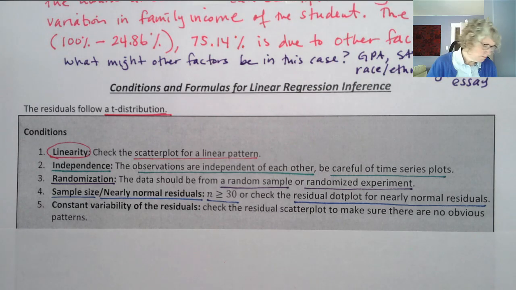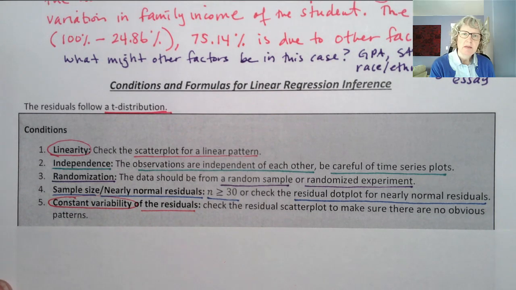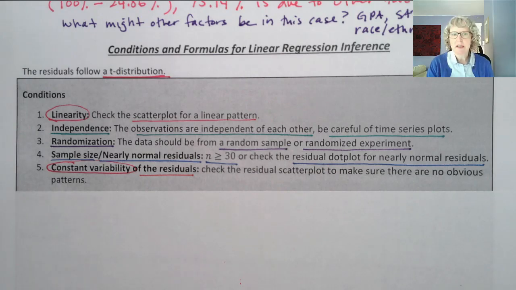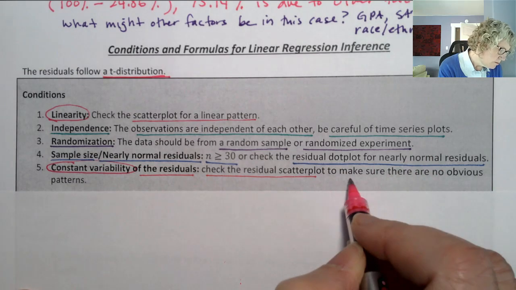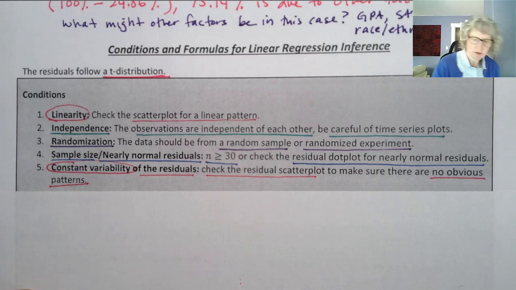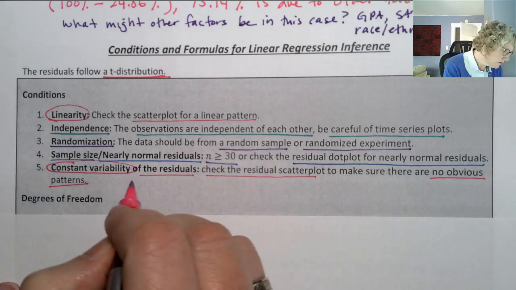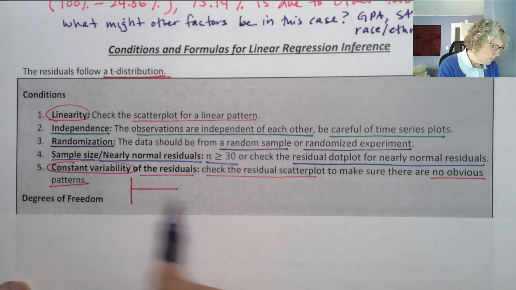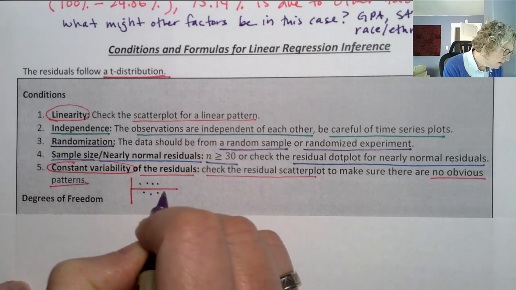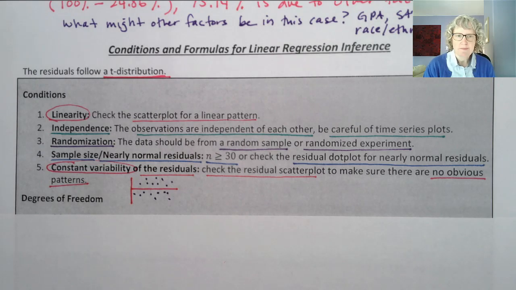Now another new one, constant variability of the residuals. I mentioned this before with the residual plot. We don't want to see any patterns, okay? So what we're going to do is check the residual scatter plot to make sure there are no obvious patterns, okay? Now what do I mean by that? I kind of explained it before, but let me actually draw it out. So here's our residual plot with 0. Remember 0 is the regression line now, and we want just even scatter, right? Just evenly scattered around that 0 line, okay?